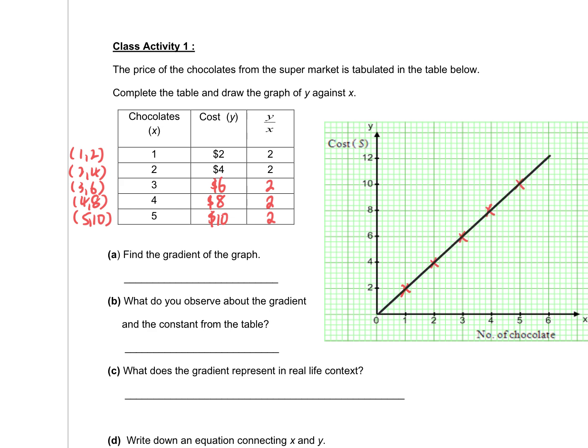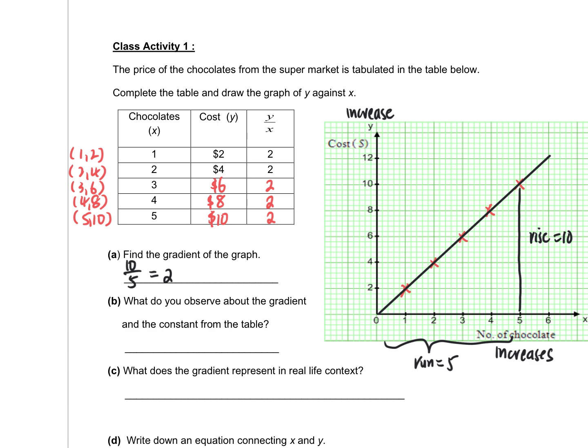Okay, so when you see a straight line for the two variables, you know it's linear because when the chocolate increases, then the cost will also increase. So this is called direct proportion. Okay, so find the gradient. So gradient, let's do rise over run. This is my rise, which is 10. This is my run, which is 5. So rise over run is 10 over 5, which is 2.